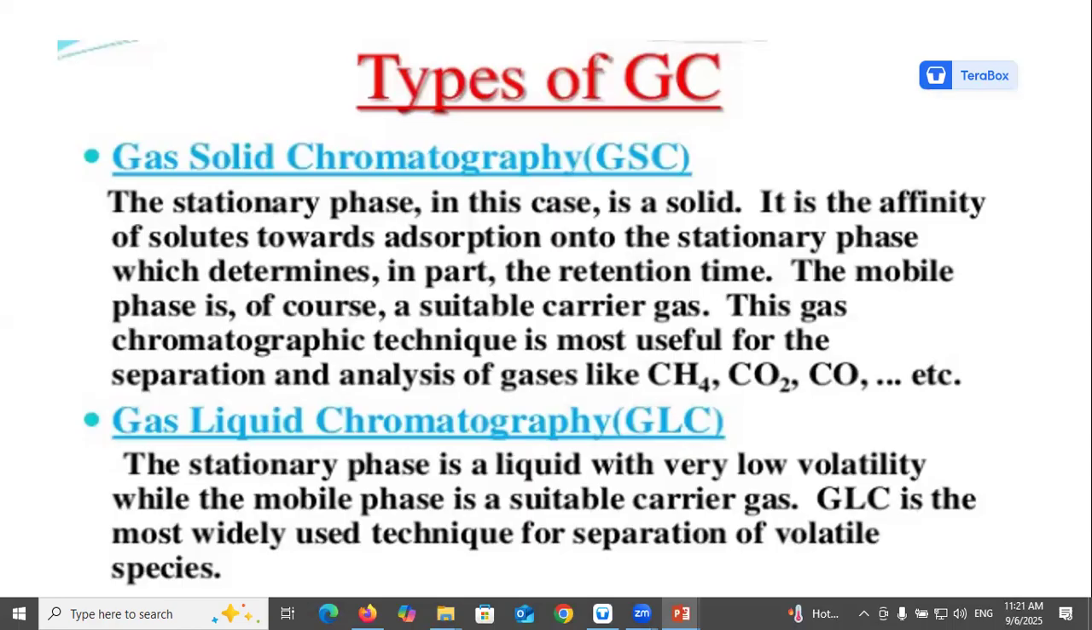Gas liquid chromatography, GLC. The stationary phase is a liquid with very low volatility, while the mobile phase is a suitable carrier gas. GLC is the most widely used technique for separation of volatile species.